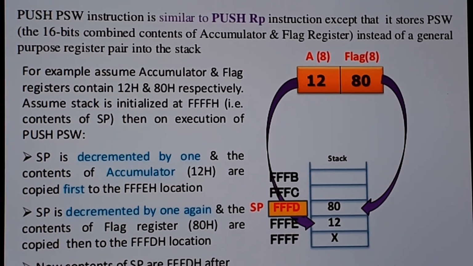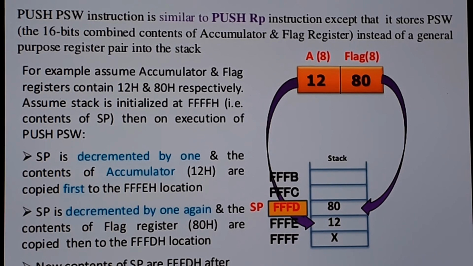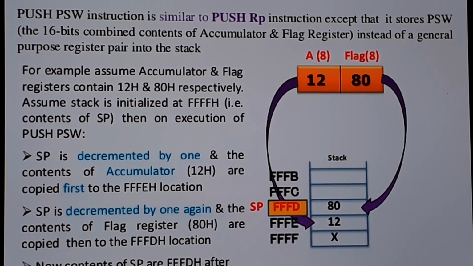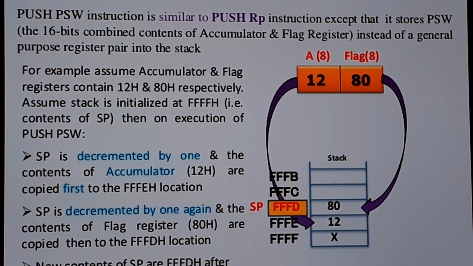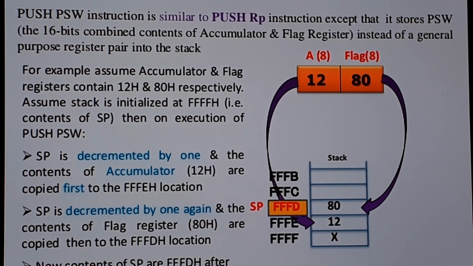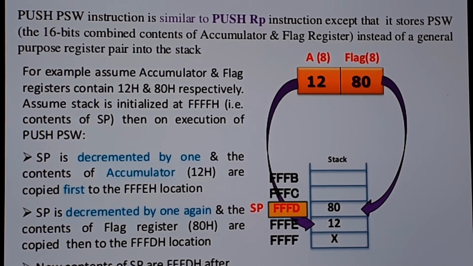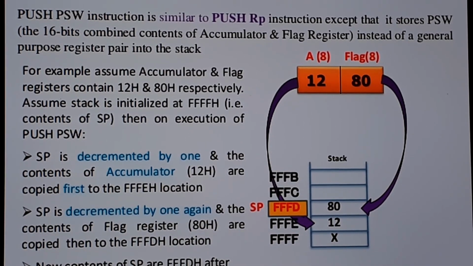So in the previous instruction, push register pair, you pushed the register pair content, but here you decrement the stack pointer, take the accumulator content, and then one more time decrement the stack pointer and take the flag register content. It is the same way. You can take any memory location for the stack pointer as well as for register A and the flag. You can assume any content that is 8-bit.